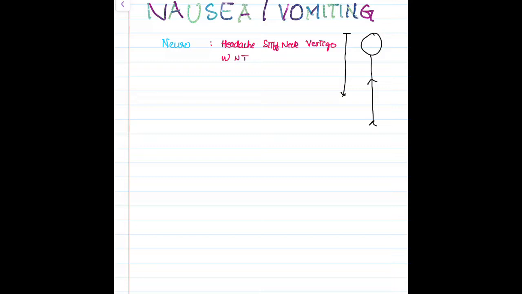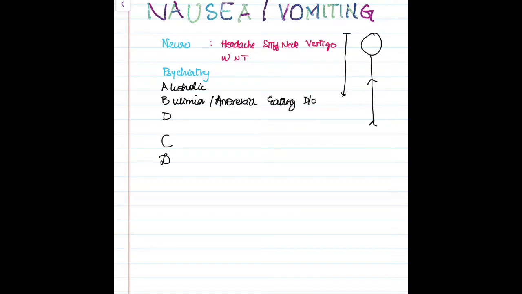Next, think about psychiatry. So, in psychiatry, we have A, B, C, and D. So A is alcohol, alcoholic patient. B is bulimia or anorexia, basically eating disorders. Just for the sake of the mnemonic, I put it as B, but we can even write eating disorders as the diagnosis. D is depression.